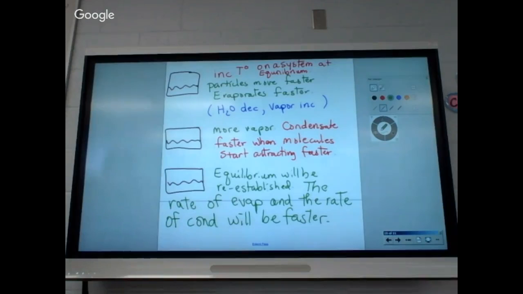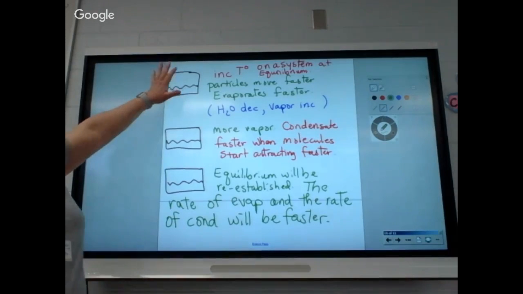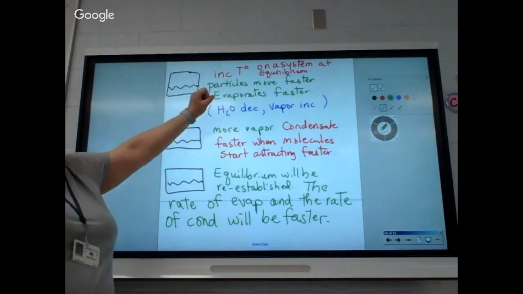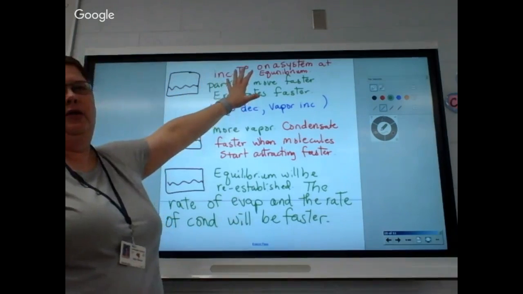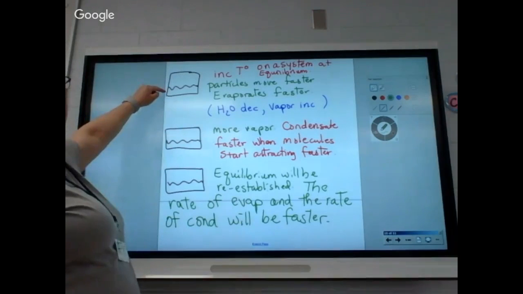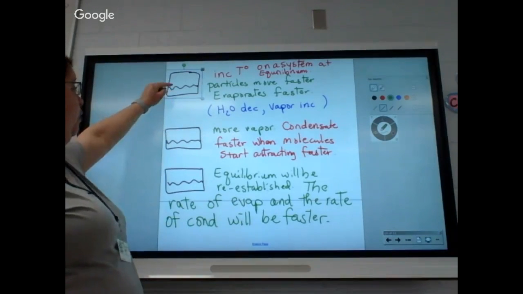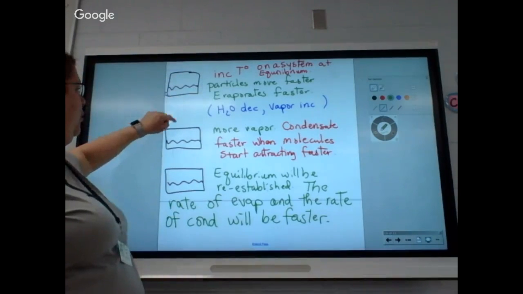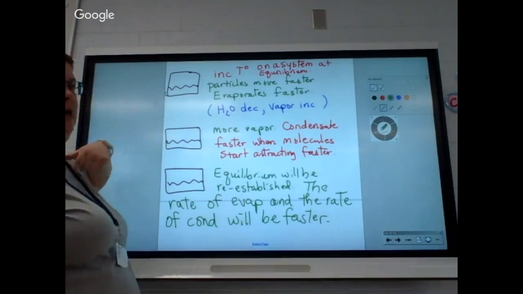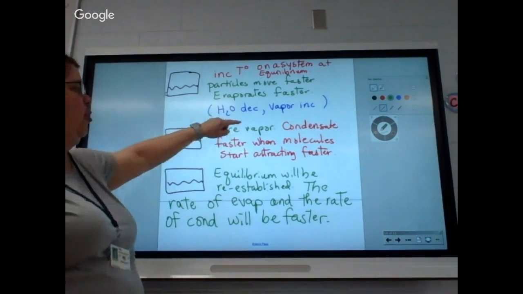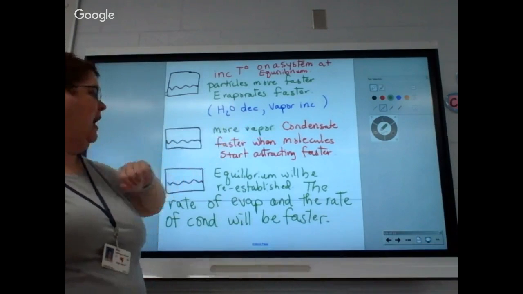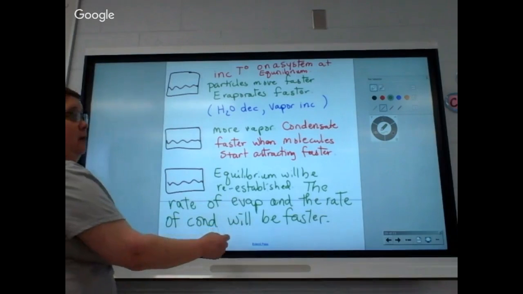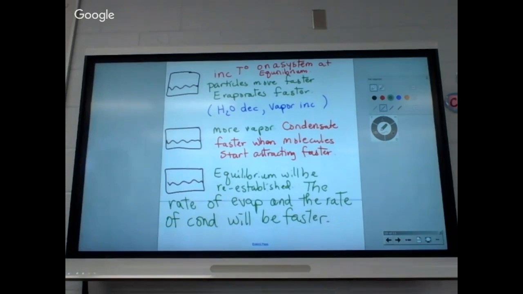All right. So what if I lowered the temperature? Evaporation would decrease, because the particles would move slower. So the amount of water would increase and the amount of vapor would decrease. So for condensation, there'd be less vapor, so I'd get less condensation. So I would get equilibrium reestablished, but what would happen to my rates? They'd be slower. Everybody okay with that? Yeah.